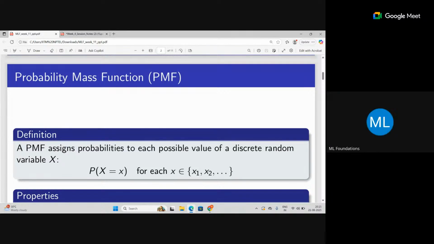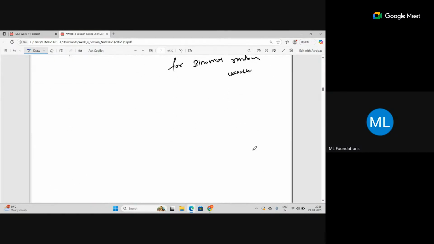So remember that if a random variable x is a discrete random variable, and we are anyway talking about the discrete case, we will have the probability mass function. In this case I have written the probability mass function like this. Okay, I'll just summarize it again for a binomial random variable.